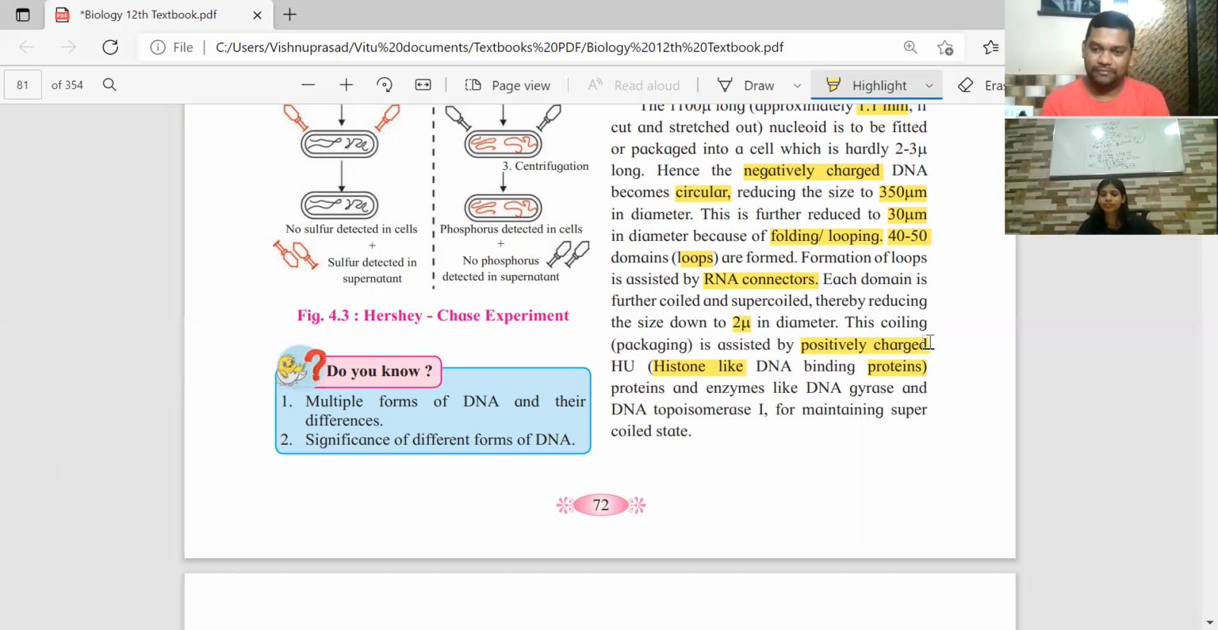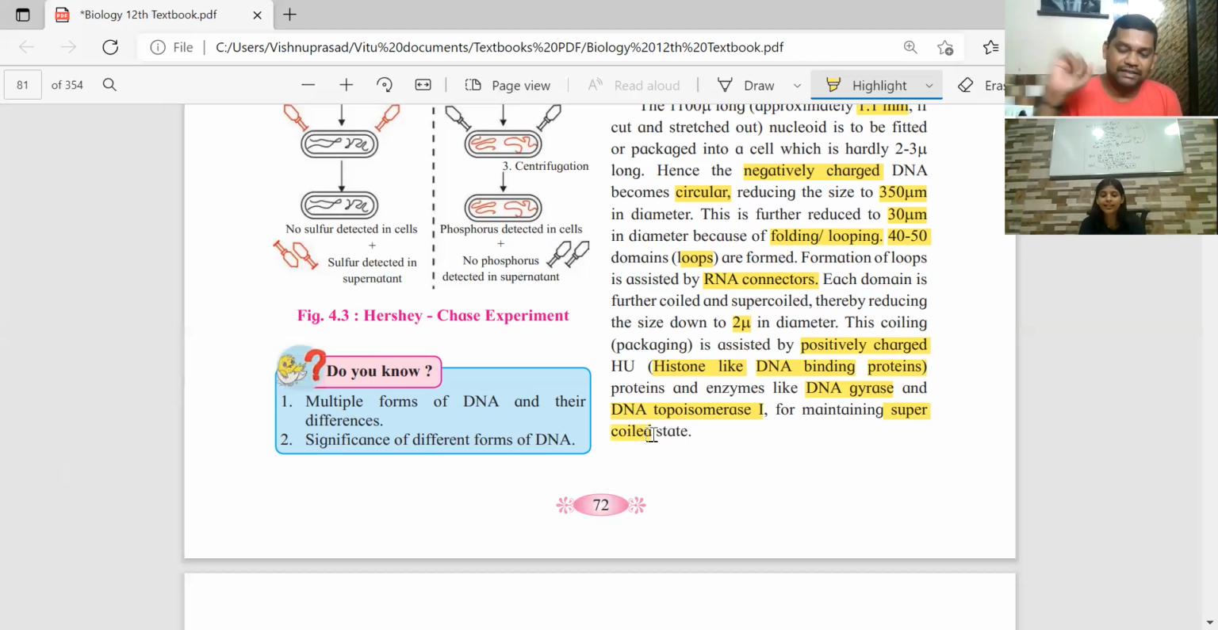They help in forming the loops. DNA binding proteins, which are histone proteins, are positively charged, and they help in the coiling. And there are enzymes, you have to remember the names: DNA gyrase and DNA topoisomerase 1. The names of the enzymes are DNA gyrase and DNA topoisomerase 1. These two enzymes help in maintaining the supercoiled state.